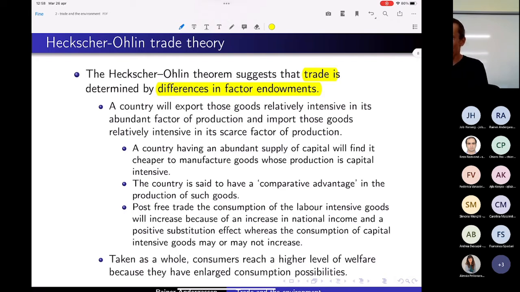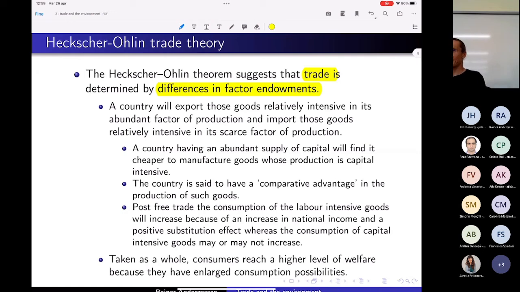Now, how does this come about? What is done is they characterize goods according to the intensity of factors they use. So if you have, let's make a simple example, two goods, what you want to know is which of the goods is relatively intense in one type of factor of production and in the other type of factor of production. For the sake of concreteness, let's assume that you have just two factors of production.